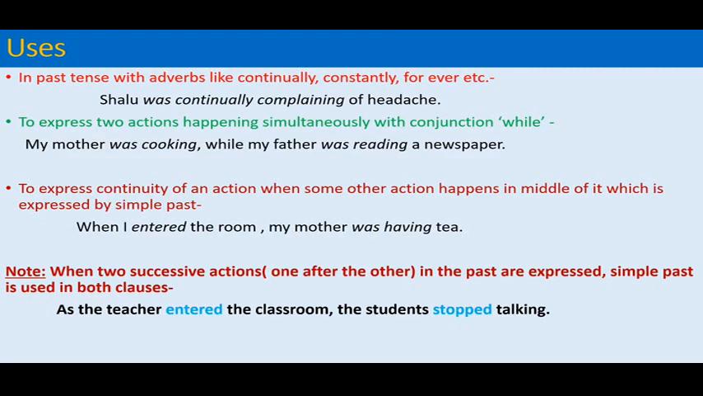Next use is to express two actions happening simultaneously, and in such type of sentences we make use of the conjunction while. For example, my mother was cooking while my father was reading a newspaper. Both these activities are going on side by side. Maya was singing whereas Geeta was dancing.